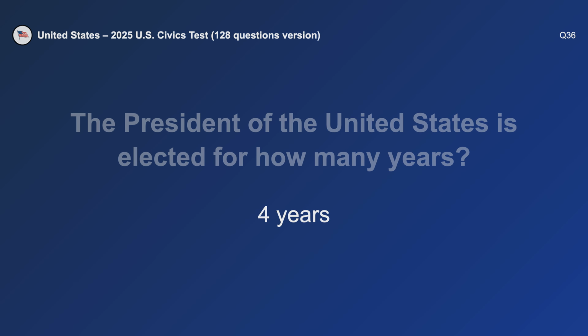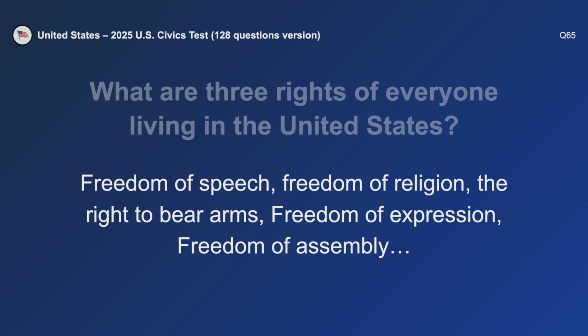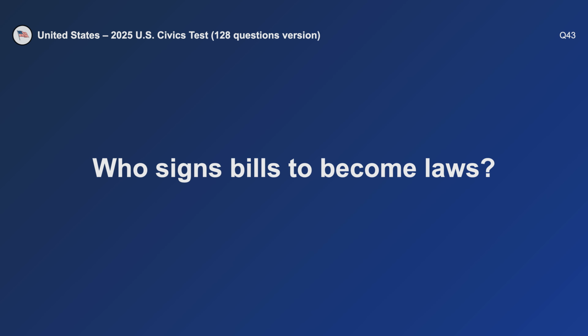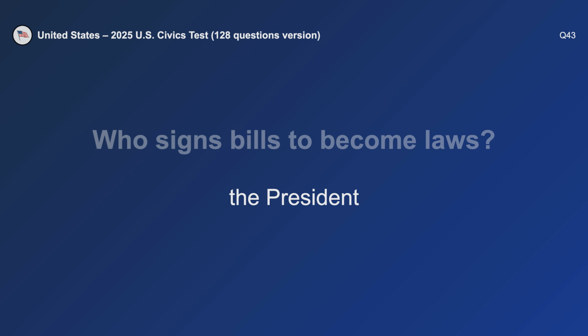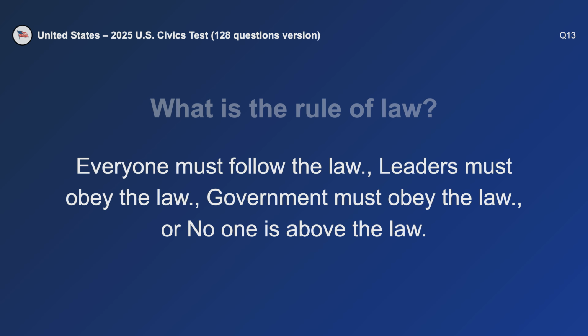The President of the United States is elected for how many years? 4 years. What are 3 rights of everyone living in the United States? Freedom of speech, freedom of religion, and the right to bear arms. Who signs bills to become laws? The President. What is the rule of law? Everyone must follow the law.